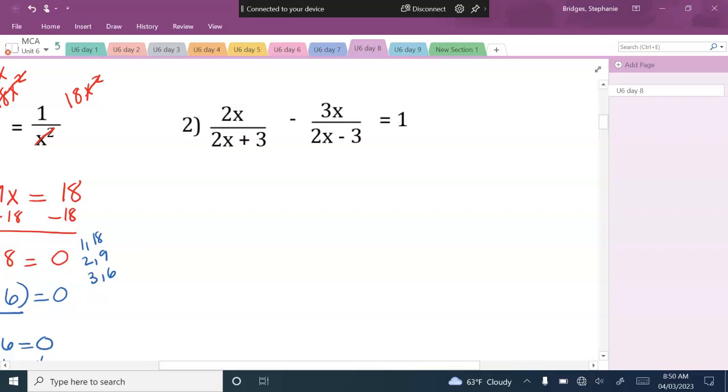So remember, the first thing you want to try to do is factor your denominators. My denominators are 2x plus 3 and 2x minus 3. Can either of those factor? No. All right. Then we need to state our restrictions. Both of my denominators have variables in them, but a lot of us cannot look and tell what.